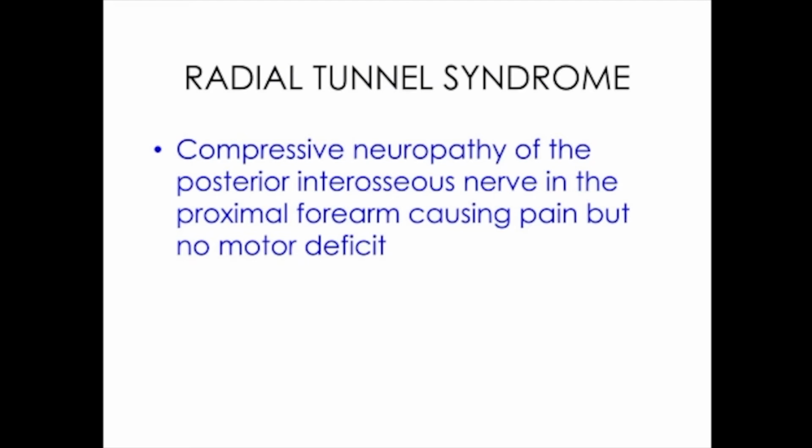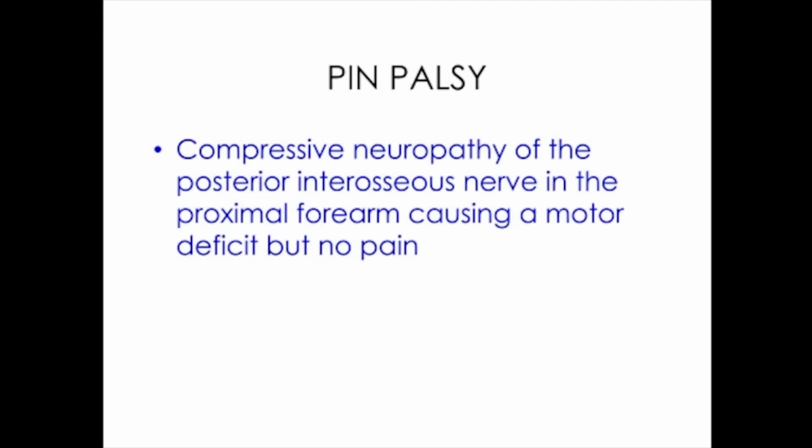So radial tunnel syndrome is a compressive neuropathy of the posterior interosseous nerve in the proximal forearm, causing pain but no motor deficit. Interestingly, though, posterior interosseous nerve palsy is a compressive neuropathy of the posterior interosseous nerve in the proximal forearm, causing a motor deficit but no pain. So the same nerve is compressed in two different syndromes.